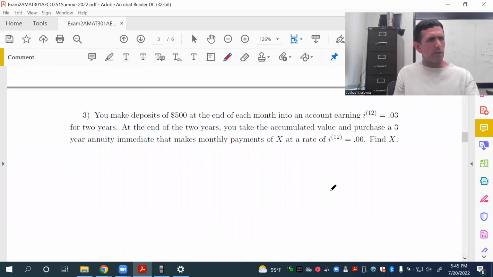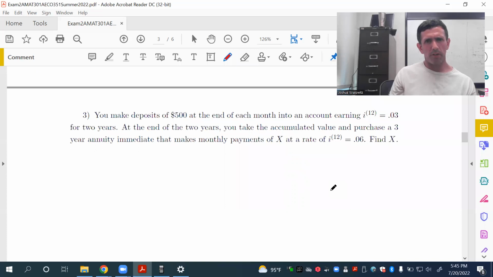All right, so another problem similar to really problem 1. And similar to homework. Again, I think it's homework 4. Wrong, but you make deposits of 500 at the end of each month into an account earning I-12 of 3% for 2 years. At the end of the 2 years, you take the accumulated value and purchase a 3-year annuity that makes monthly payments of X at a nominal monthly interest rate I-12 of 6%.